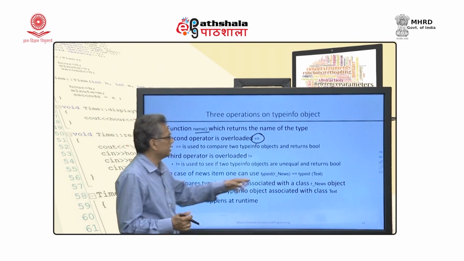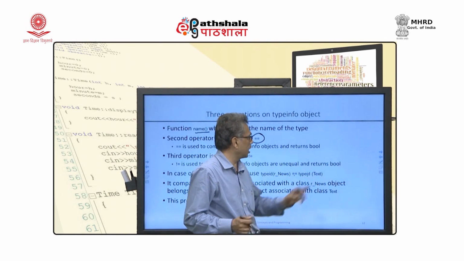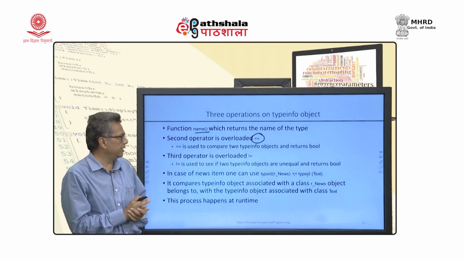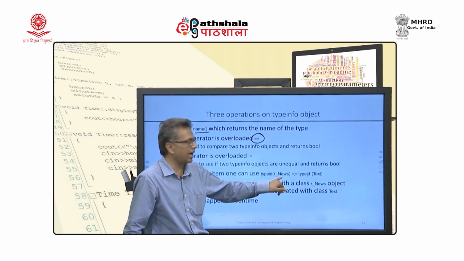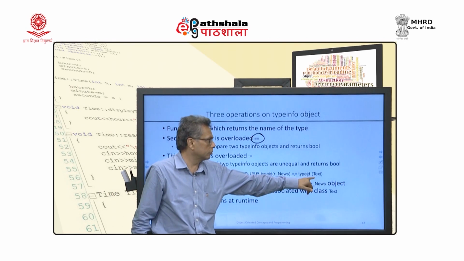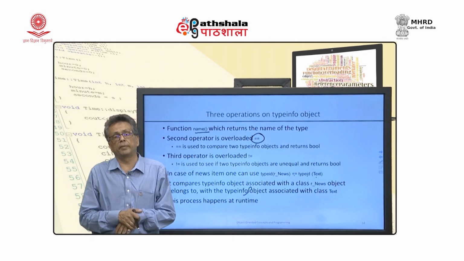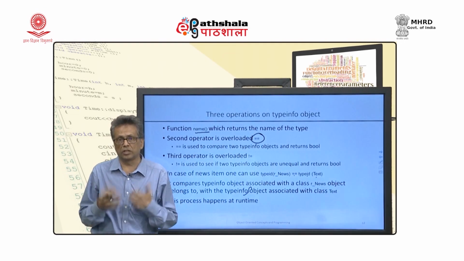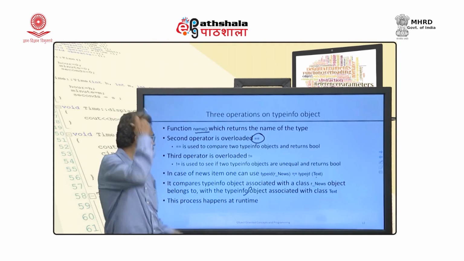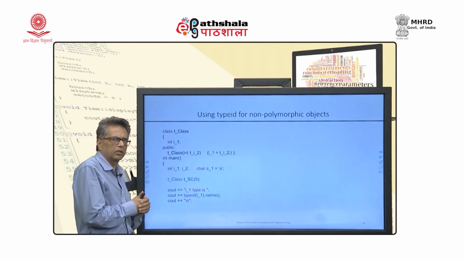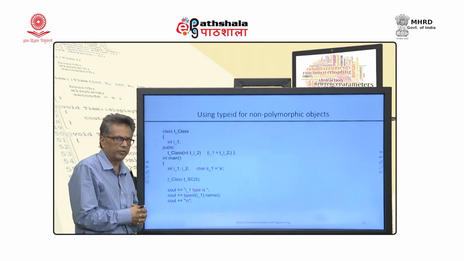For example, when I say typeid(RNews) double equal to typeid(Text), what I am doing is comparing the type_info object associated with RNews and the type_info object associated with the Text class to be the same. If both type_info objects are the same, this returns true, otherwise it will return false. And this process happens at runtime.